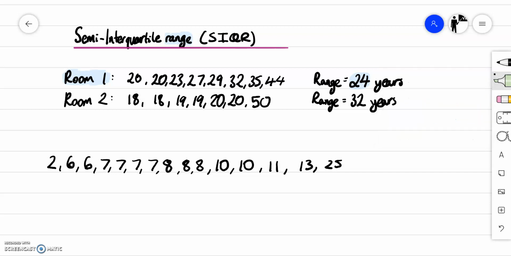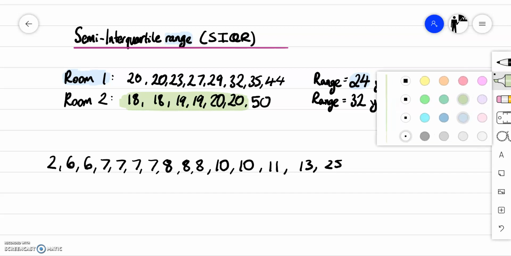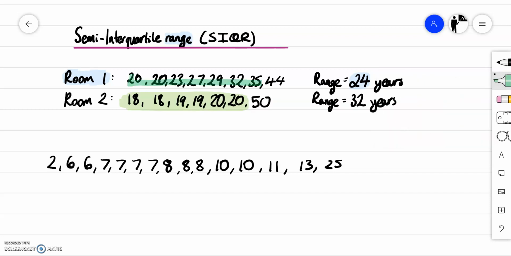But upon closer investigation, if we look at room 2 and ignore that last 50, the ages in room 2 are really consistent, really close together, much closer together than what we've got in room 1. These are much more spread out. So although the range is bigger, which implies less consistency, it actually looks like they're more consistent. This is where we introduce the idea of the semi-interquartile range. It's another way to work out a range, but we don't look at the endpoints because they could skew the data one way or another.